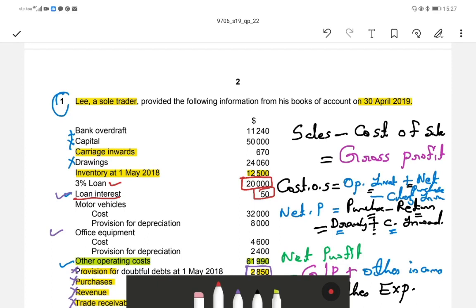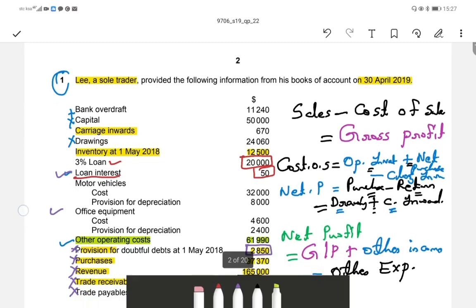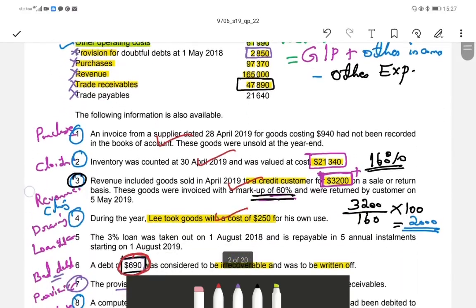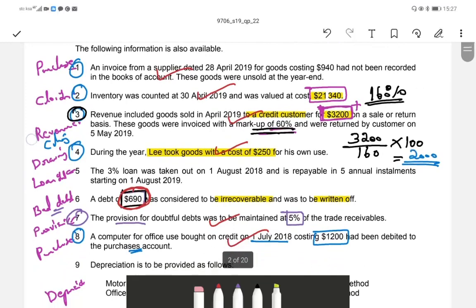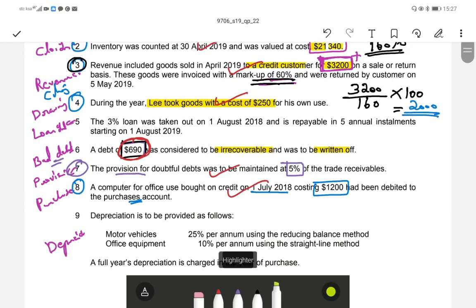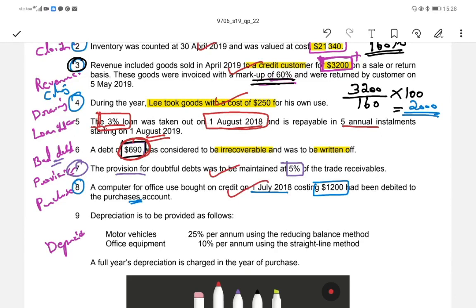And next, any adjustment about the loan? 50 as paid, then adjustment. Yes, it's given here. 3% loan was taken out August 2018, is repayable in 5 annual installments. It's starting August 2019. So the repayment only starts in August 2019. So 3% of loan interest we have to calculate from 1st August 2018 onwards.